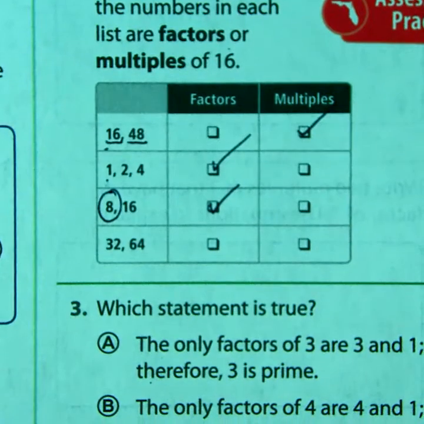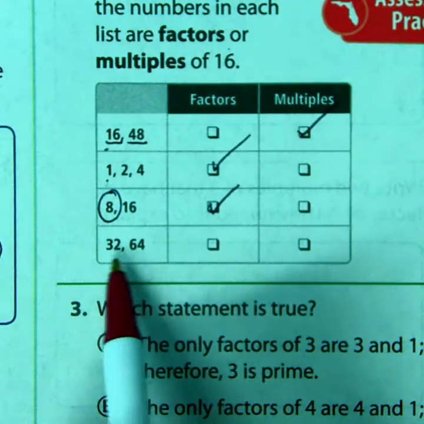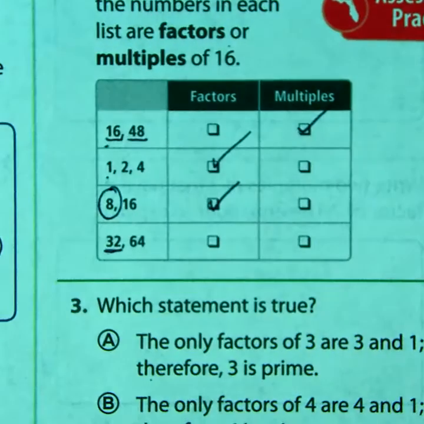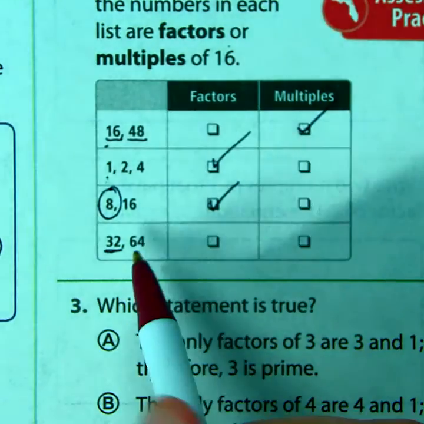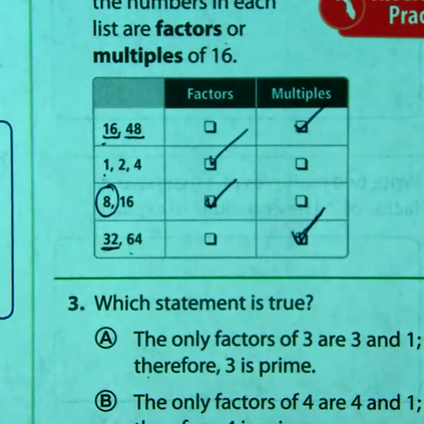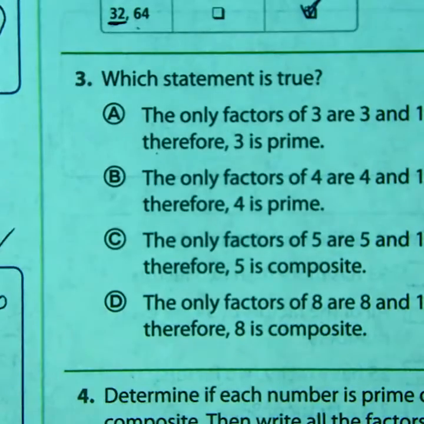Last one, 32 and 64. If you skip count by 16s, you will arrive at 32. That's 16 times 2. And then if you continue, you will arrive at 64. This is a multiple. Number 3, which statement is true?